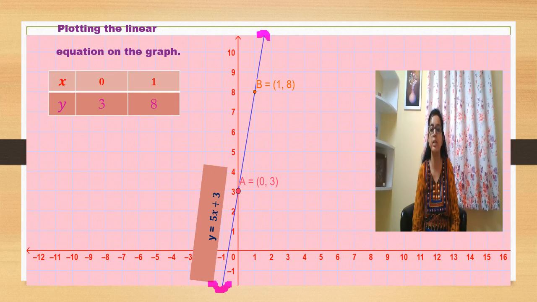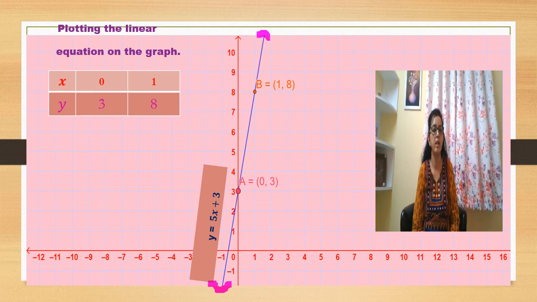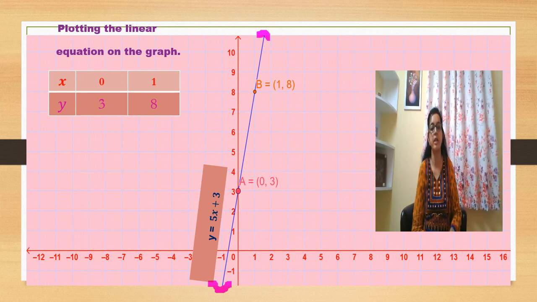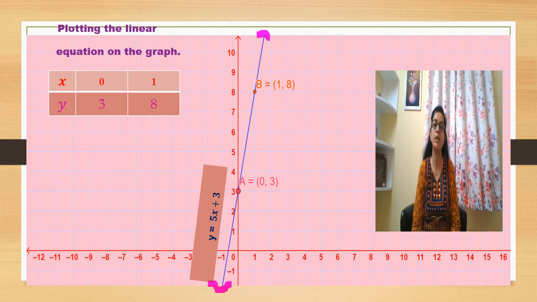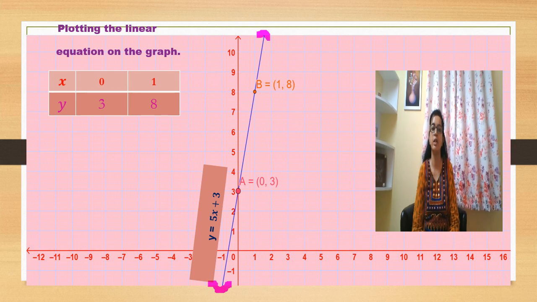Now here you can see that in order to plot the graph, I have to take a table. In the table, you can see two columns. It means I have taken two random values of x, and for that I have got the respective values of y. So what are the values of x which I have taken? They are very simple ones. I have taken 0 and 1.